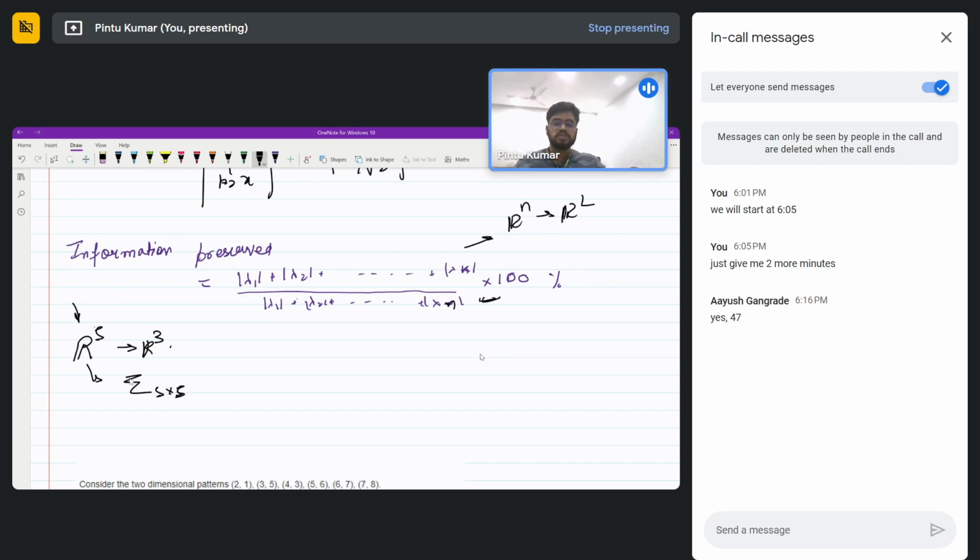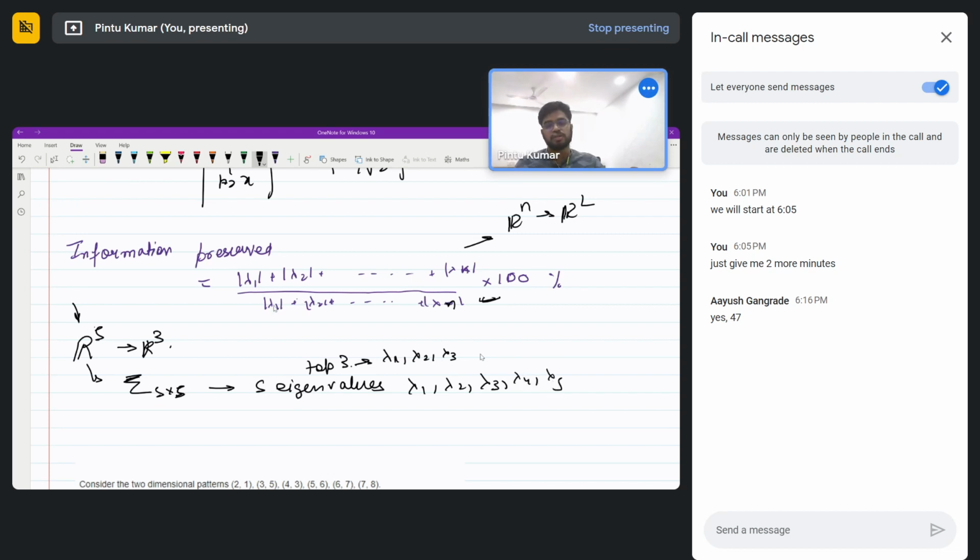Now because this is a 5 cross 5 matrix, you will have 5 eigenvalues. But you need only the top 3. Let's say the top 3 are lambda 1, lambda 2 and lambda 3, and the complete set of eigenvalues is lambda 1, lambda 2, lambda 3, lambda 4, lambda 5.